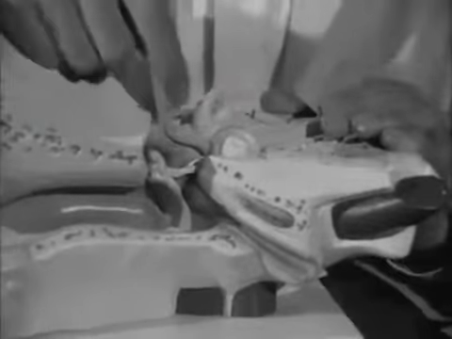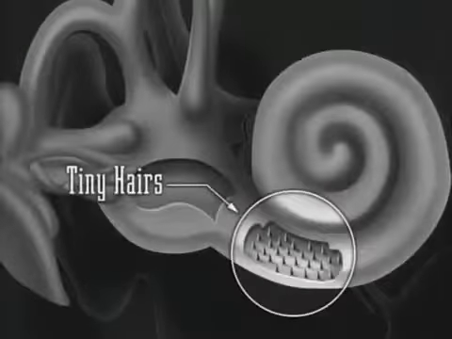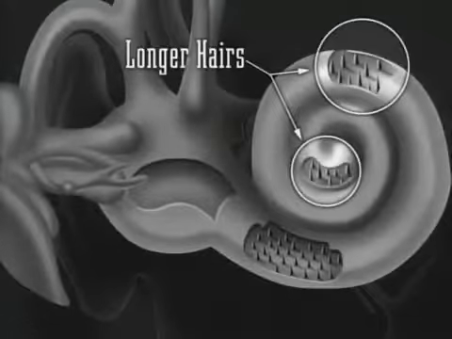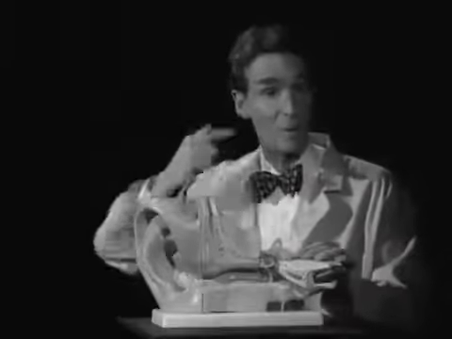That makes these tiny bones move, and they push on the end of the seashell-shaped tube called your cochlea. Tiny hairs toward the front of the tube pick up high-pitched sounds, and hairs deep inside the tube pick up low-pitched sound. They send signals through your auditory nerve to your brain, and we perceive them as sounds.